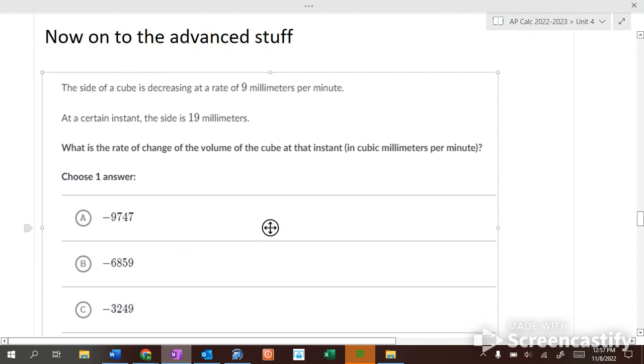Now for the advanced stuff with related rates. So instead of working on your stuff, you might want to pay attention to this a little bit.